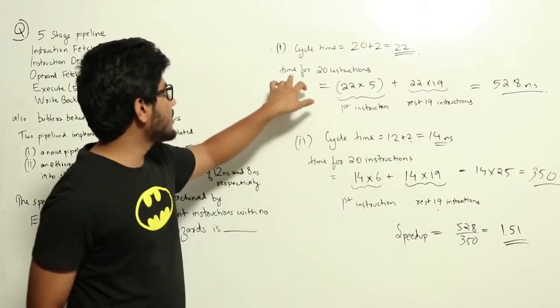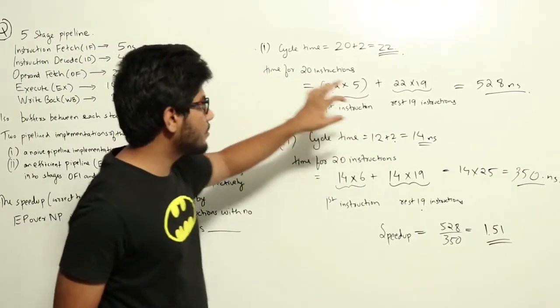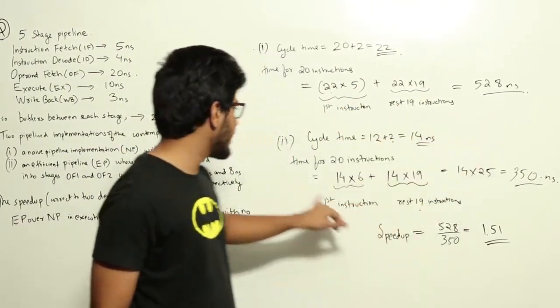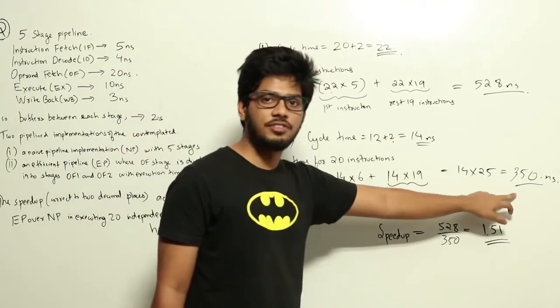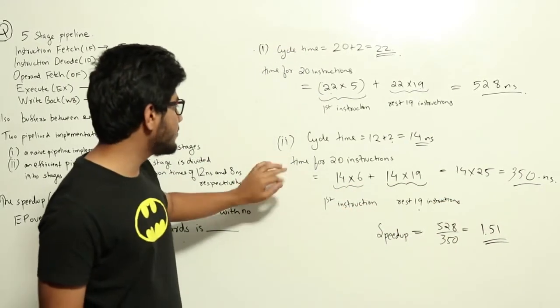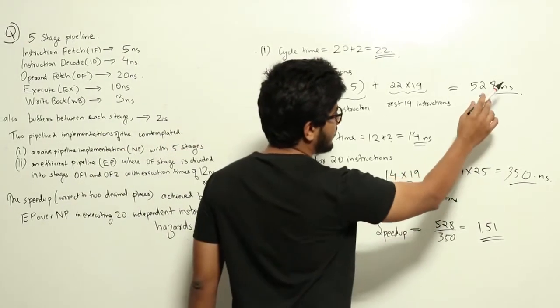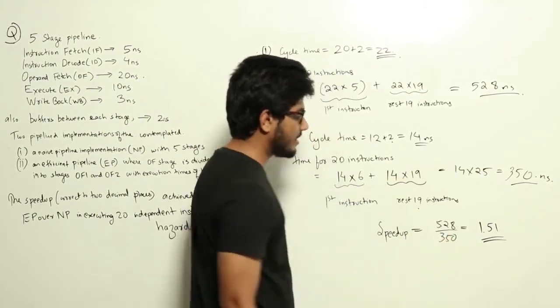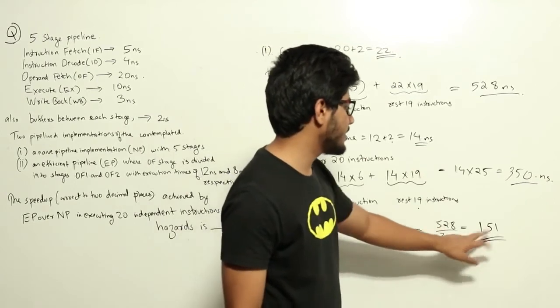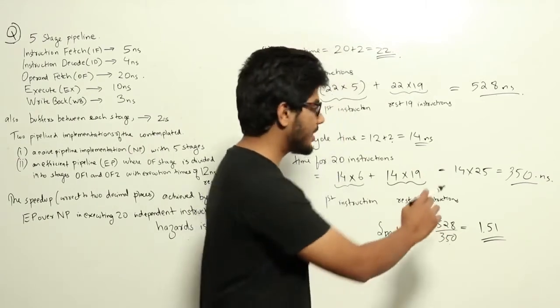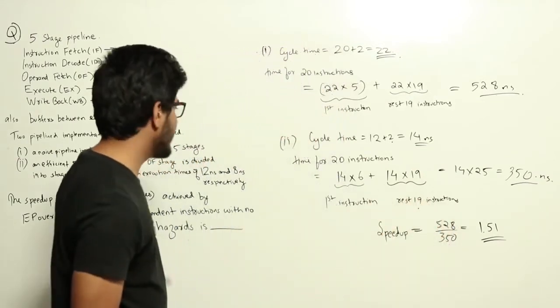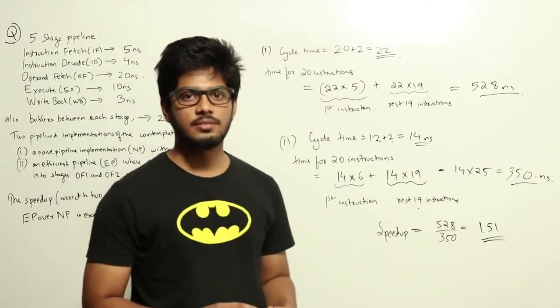Now, the first implementation took 528 nanoseconds. The second implementation is only taking 350 nanoseconds. So the speedup of this over this, we can write as time taken by the first one divided by time taken by the second one. That is 528 by 350, that is 1.51. This is the speedup of EP over NP. 1.51 is the answer.